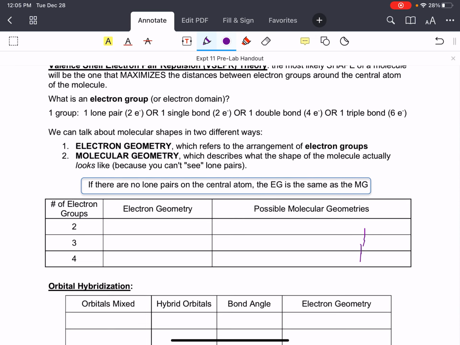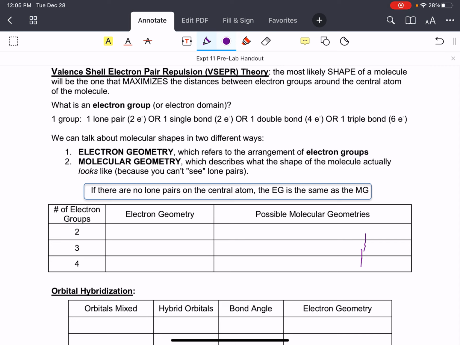shape of a molecule based on its groups and how many groups are on the central atom. So we're always thinking about our central atom and the groups around it. Groups can count as a lone pair, a single bond, a double bond, a triple bond, and all of those actually count equally when we're thinking about electron groups in our molecule. So based on the number of electron groups, that tells us the electron geometry. And when we factor in how many lone pairs we have, that tells us about possible molecular geometries.